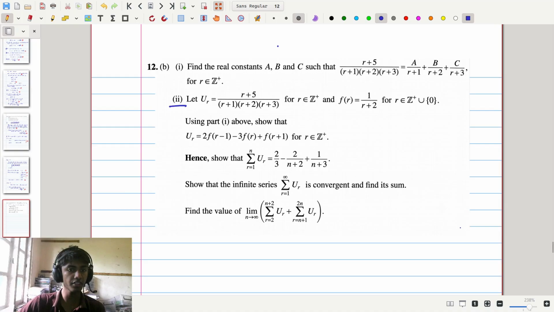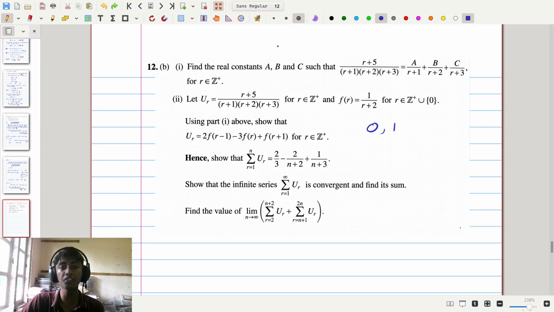The question then says in the second part, let u of r be equal to the same expression, (r + 5) divided by (r + 1)(r + 2)(r + 3) for all r elements of positive integers, and then says, let the function f of r be equal to 1 over (r + 2) for r element of the positive integers union 0. So that means the set 0, 1, 2, 3 and so on until infinity.